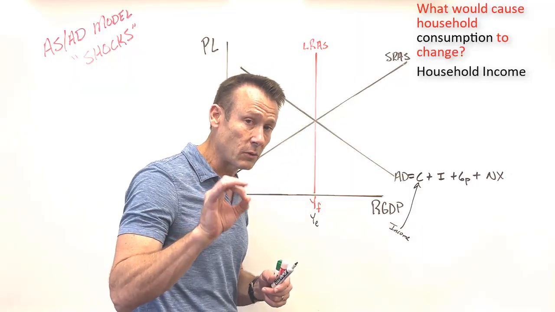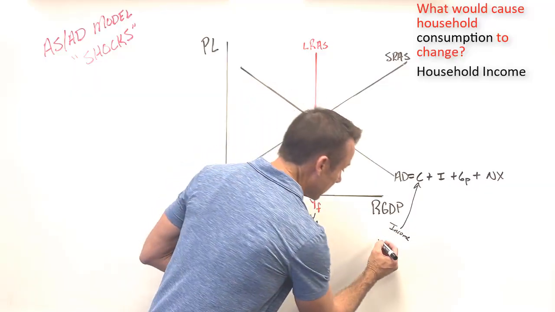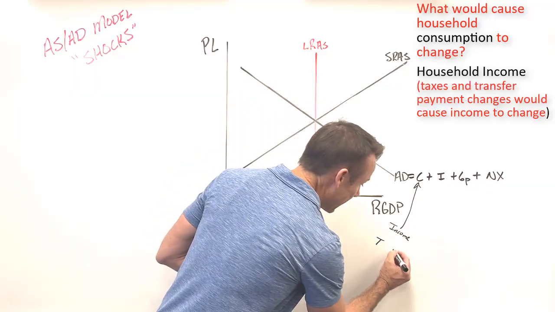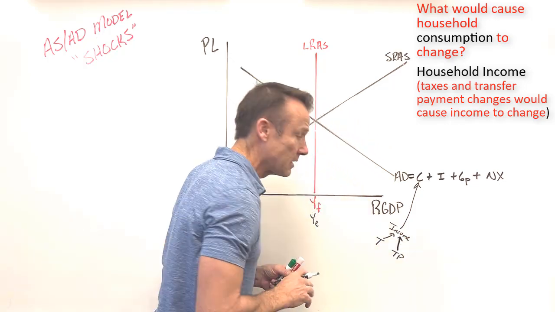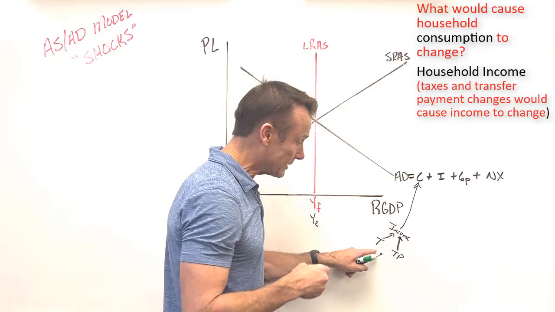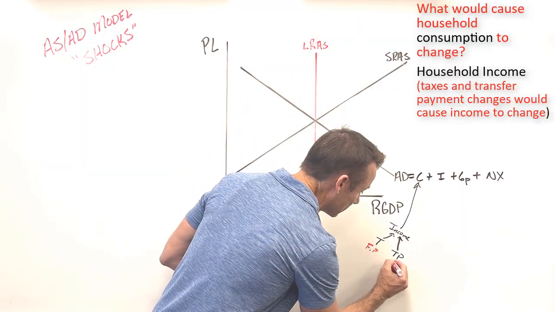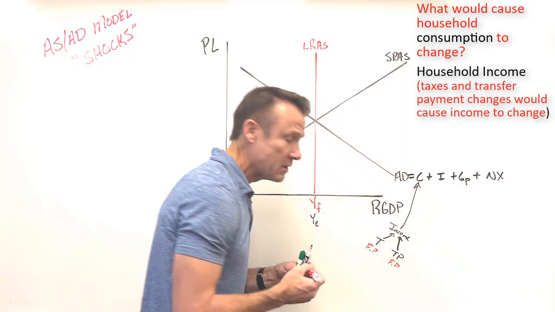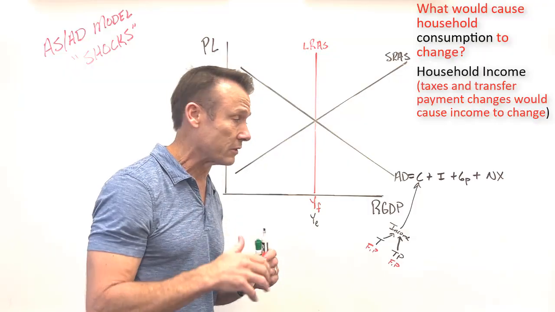Now, what's important to understand here is two of the ways that we change income is through tax policy and transfer payments. Taxes and transfer payments both change income, which of course changes consumption. And when I say taxes and transfer payments, you should be thinking fiscal policy. So we just got a big takeaway: fiscal policy shifts the AD curve predominantly, okay?